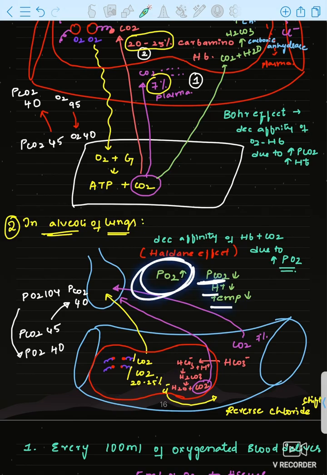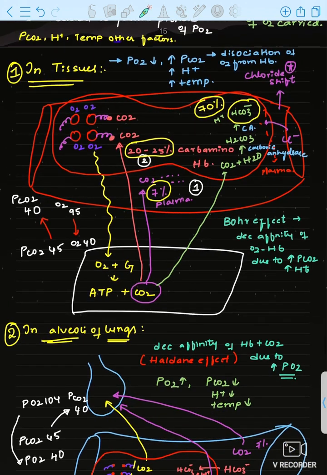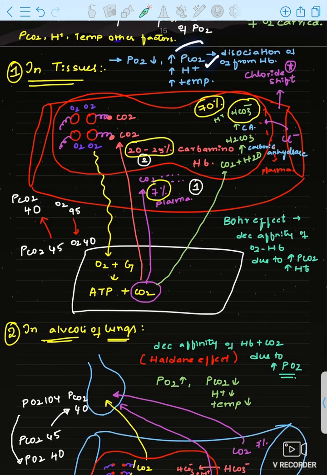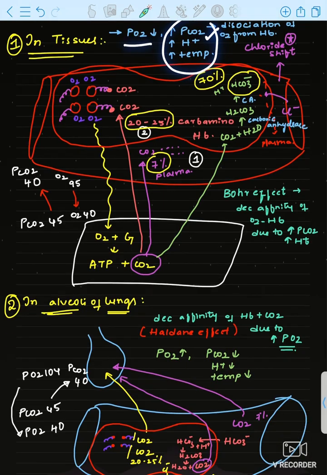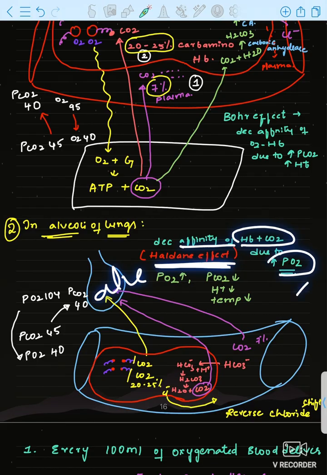PO2 concentration is more, PCO2 concentration is less, H plus concentration is less, temperature is less. In alveoli we know PO2 is more, so all these will become less. In tissues PCO2 is more, all these concentrations will increase, and PO2 will decrease. So what is happening here? Now PO2 is more, that's why CO2 is released and goes into alveoli. That is called Haldane effect: decreased affinity of hemoglobin with carbon dioxide due to increase in PO2.